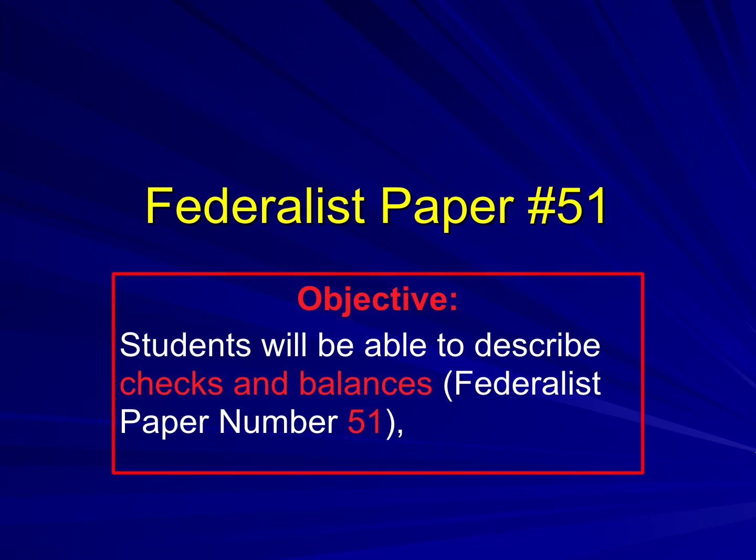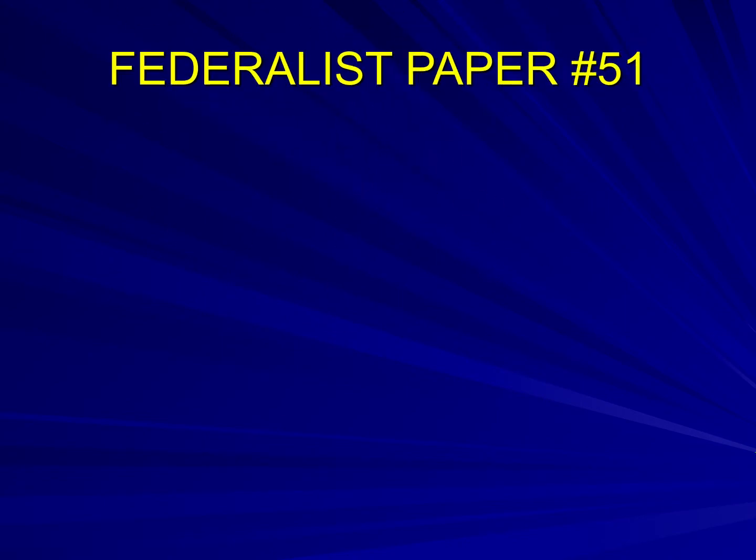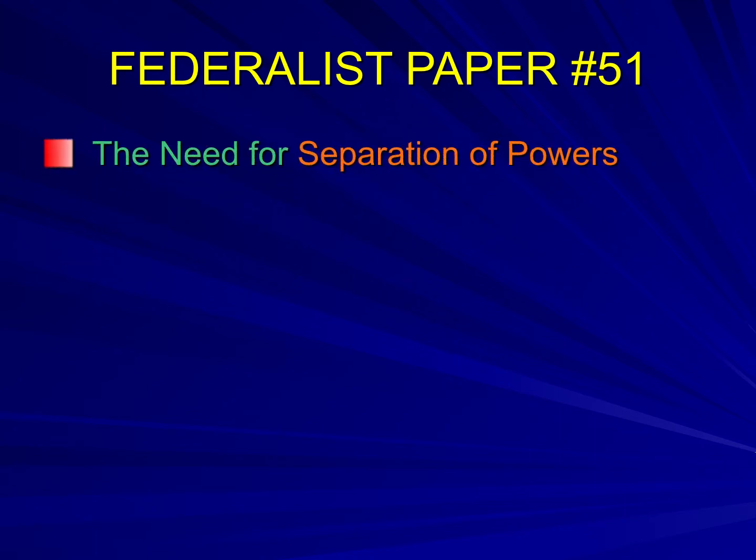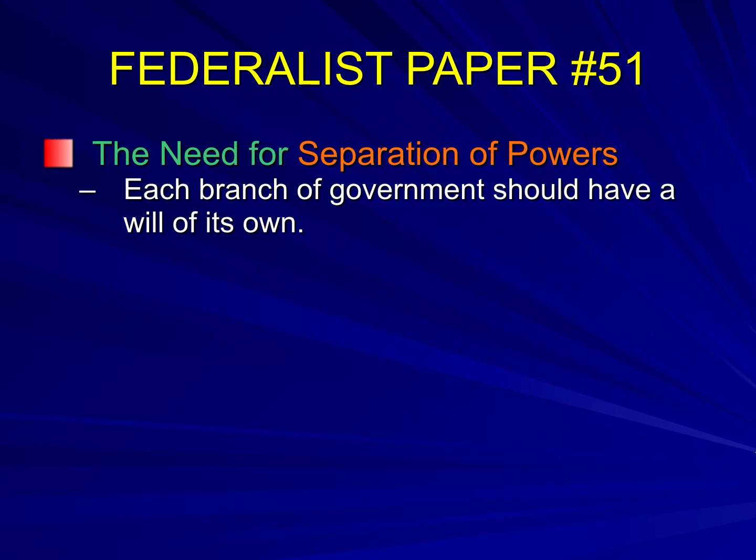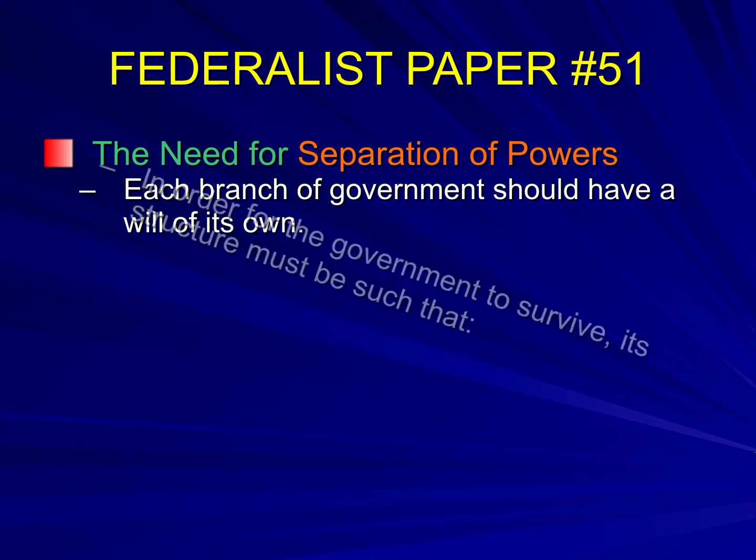So we did Federalist 10. Now we're going to do Federalist 51. So you should be able to describe checks and balances by the end of this. Federalist 51 discusses that the Constitution would allow for separation of powers, okay? That each branch of the government should have its own powers and that they should check on each other.